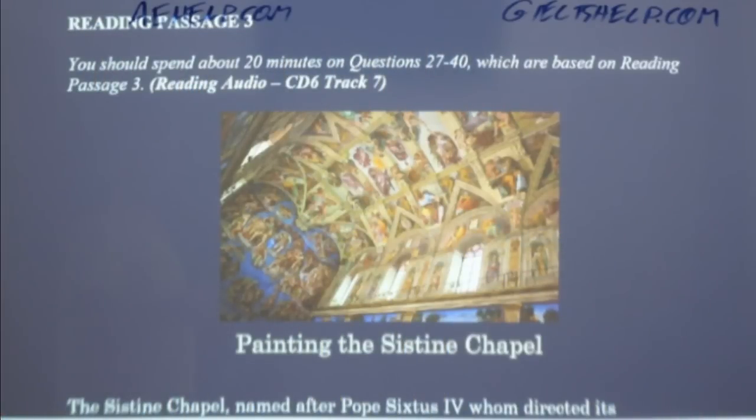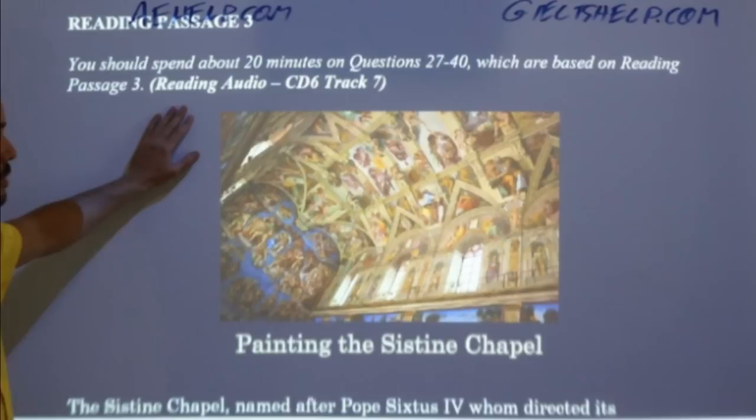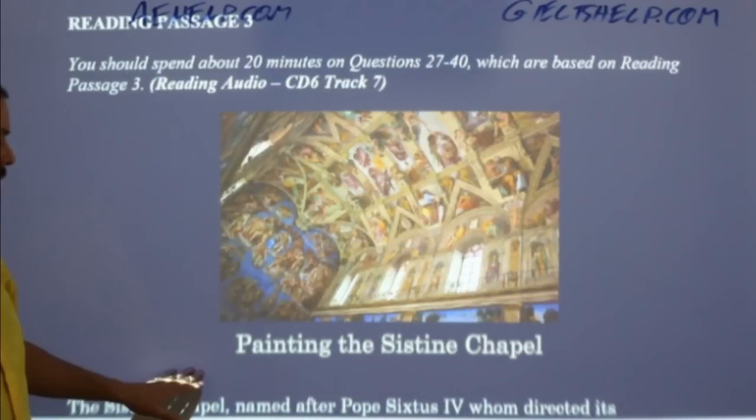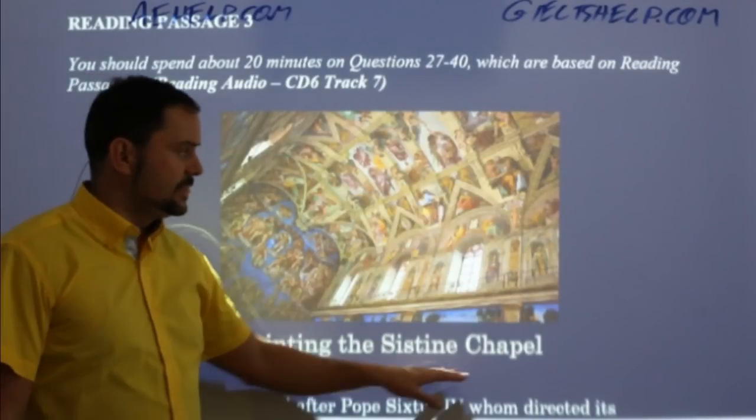And here is reading passage 3. This is coming from our exam 6. So for those of you who have our course materials, this is book number 2, exam number 6, passage number 3. And here we have a picture. And we have the title. Let's read that. Painting the Sistine Chapel.